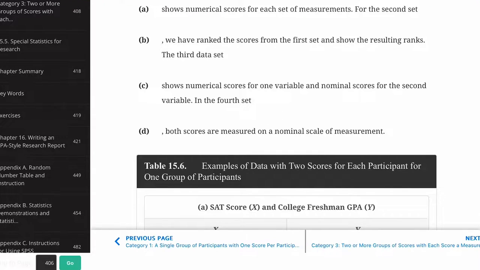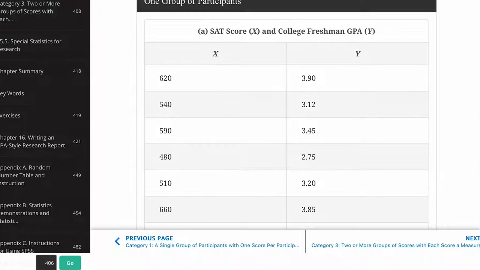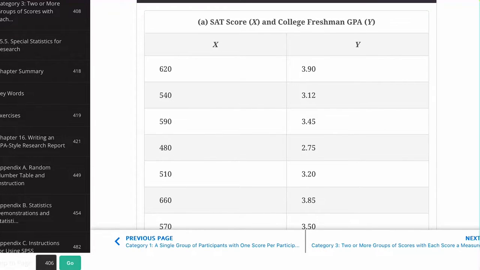In B here, they ranked the scores from both variables. I'm sorry, my brain. And so that's the ranked data for both variables. And then for C, numerical scores are for one variable and nominal scores for the second variable. And then for D, both variables are nominal. Okay, so 15.6 here shows you what that was talking about.